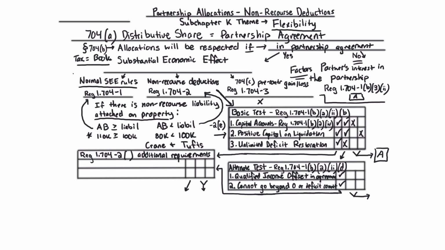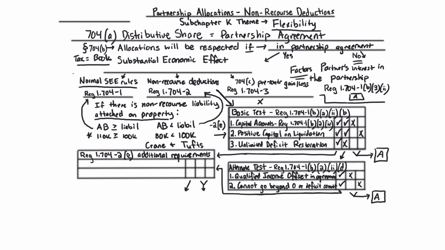If we do not meet the alternate test, then we fail either one of those requirements, then we go to (a). Again, we do not want to be partners' interest in the partnership. That is what (a) denotes. Partners' interest in the partnership, that's bad. So if you meet all three requirements of the basic test, you go to the additional requirements. If you meet the first two requirements of the basic test but fail the third, you go to the alternate test. If you meet those requirements, then you go over to additional requirements. If you fail requirement 1 or 2 of the basic test or either of the requirements of the alternate test, then it's partners' interest in the partnership under Reg 1.704-1(b)(3)(ii), the factors, that's very bad.